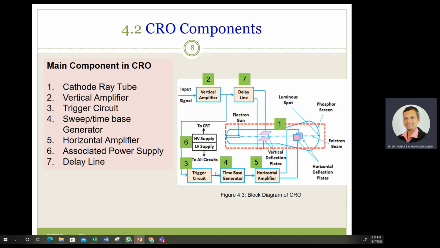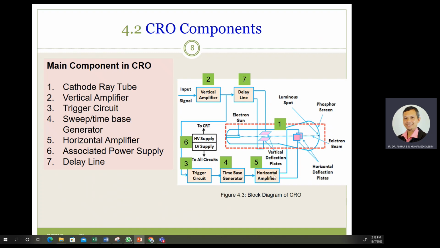The trigger circuit has the function that when a signal is input into the oscilloscope, the trigger circuit will trigger, to make sure that the electron beam can be produced and shown on the screen. And there is also a sweep or time-base generator. When the trigger circuit triggers, the time-base signal can be produced.